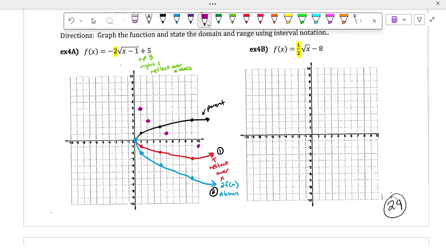So be at -1. So this would be my final graph. So this is after I did the shifts.